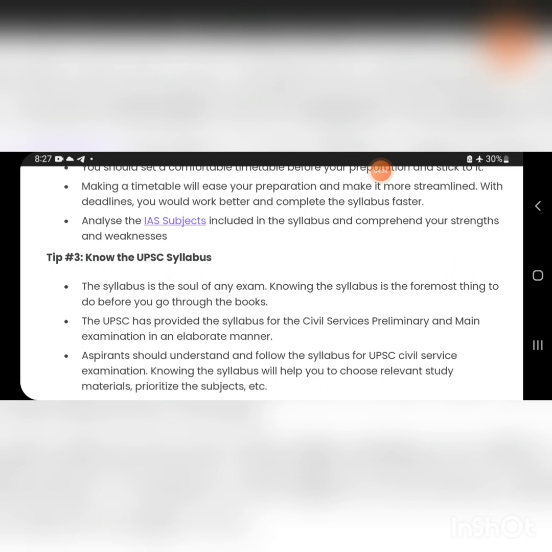The UPSC has provided the syllabus for the civil service preliminary and main examination in an elaborate manner. Aspirants should understand and follow the syllabus for the UPSC civil service examination. Knowing the syllabus will help you to choose relevant study material, prioritize the subjects, etc.